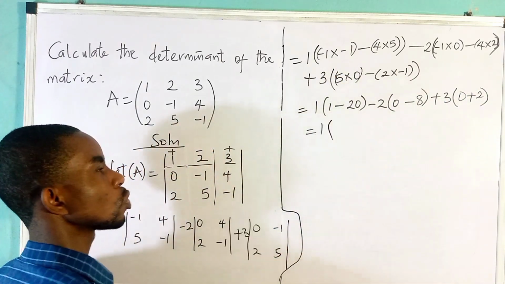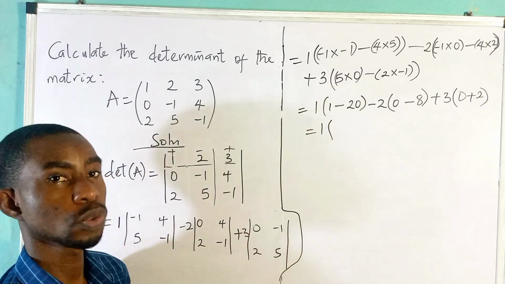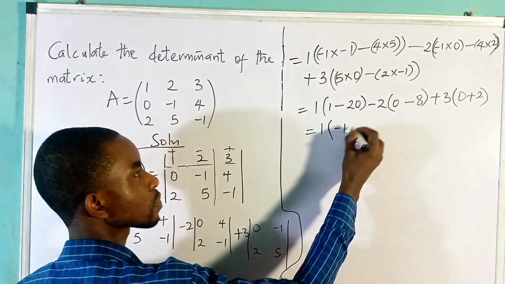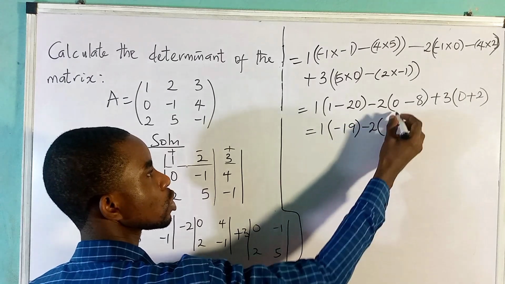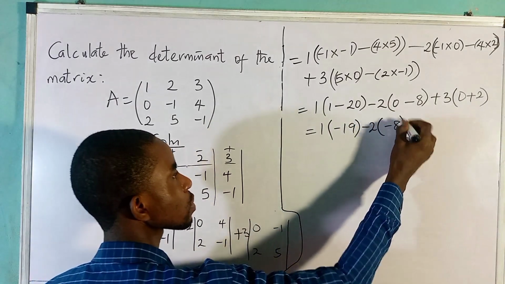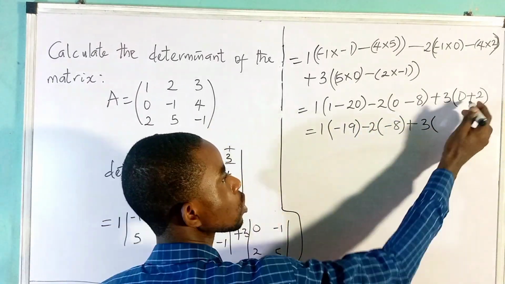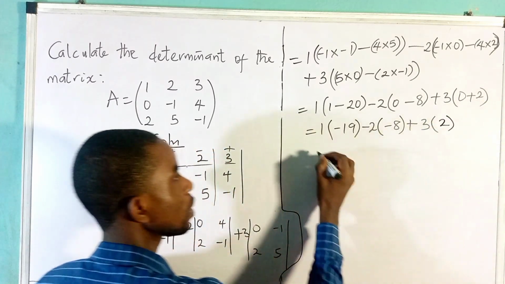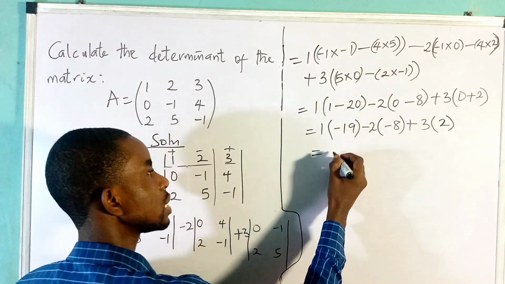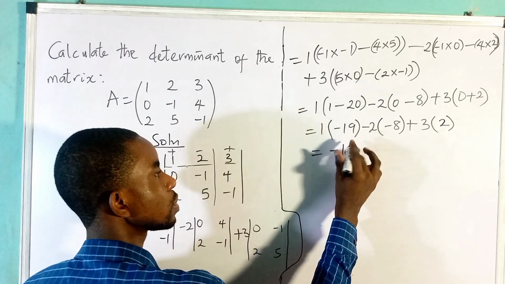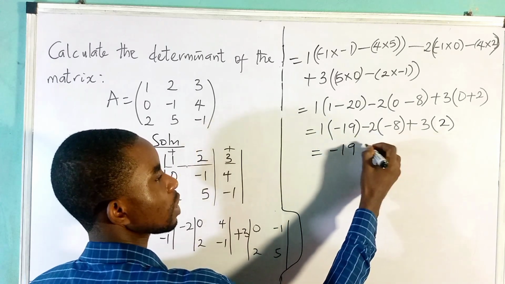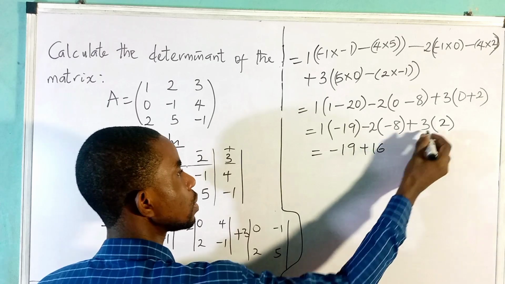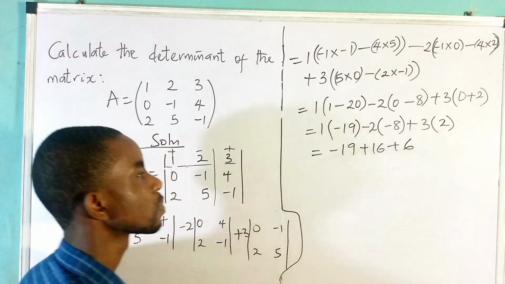So this is 1 into 1 minus 20 is minus 19. Minus 2 into 0 minus 8, minus 8. 3 into, so 0 plus 2 is 2. So 1 times minus 19 is minus 19. Minus 2 times minus 8 is plus 16. 3 times 2 is 6.